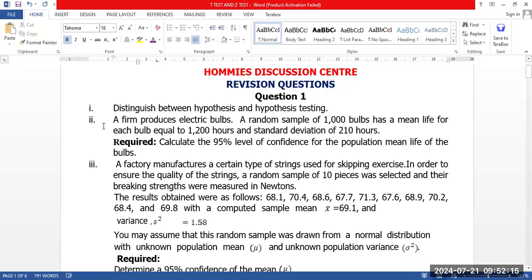Hypothesis is the belief, opinion, yes, but you add the word stated. Testing is a process. Hypothesis is what you state as your assumption or as your belief or as your opinion about something. Then hypothesis testing is the process you are going to follow to confirm whether what you stated is true or false. Are we together?